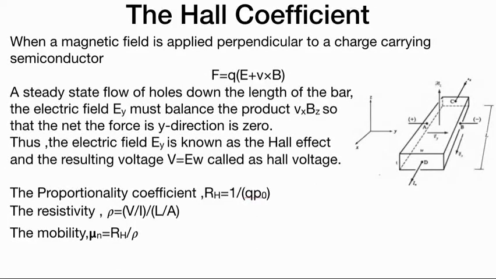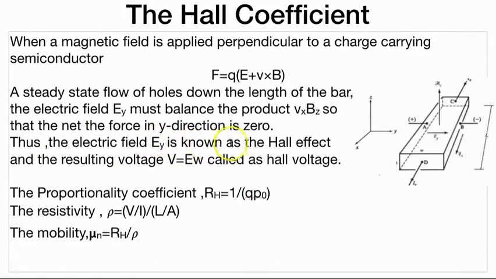The Hall coefficient. When a magnetic field is applied perpendicular to a current-carrying semiconductor, F equals q into E plus v cross B, the electric field plus velocity cross magnetic field, which acts on a charged particle and presents a force that deviates the charged particle. For a steady state flow of carriers down the length of the bar, the electric field Ey must balance the product vx B so that the net force in the y direction is 0.